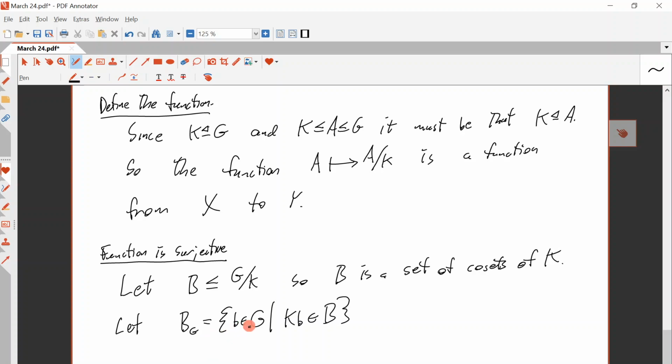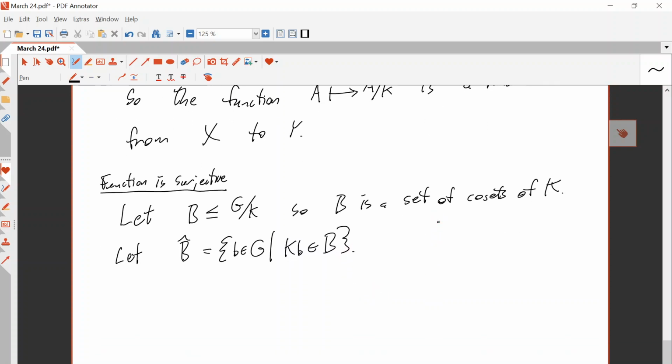So B_G is the set of all elements in G whose coset is in the subgroup B. Remember, B is a set of cosets of K. B_G is in G itself, so I'm just calling it B_G. Should we call it B_G? We could call it B hat or something. Well, anyway, let's call it B hat. So B hat is the set of all little b in G such that the coset for little b is in the subgroup B.